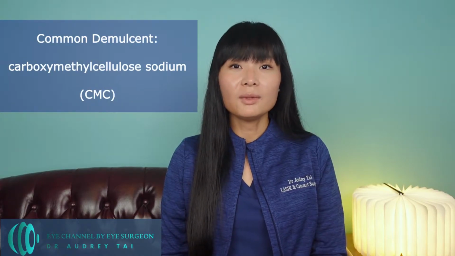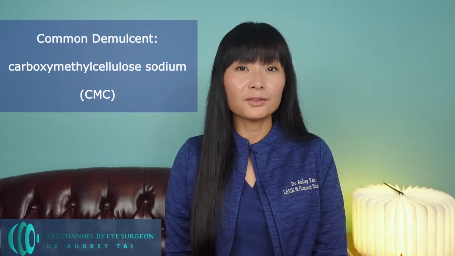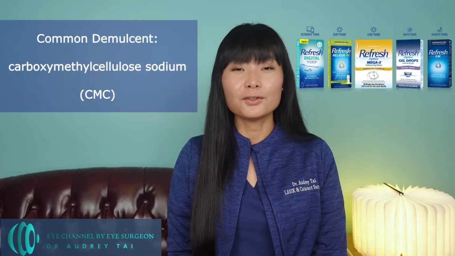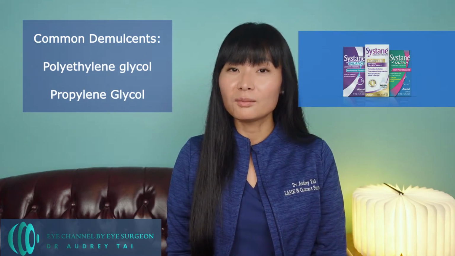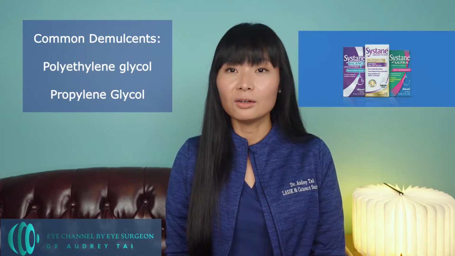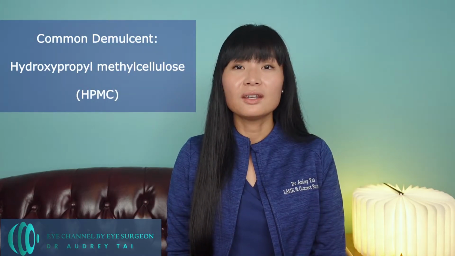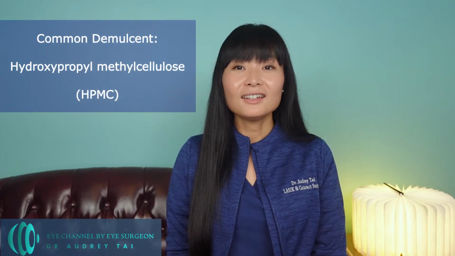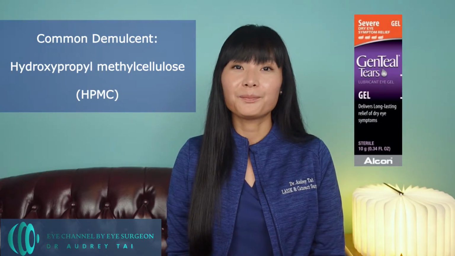There are a few common demulcents used by different brands of artificial tears. Carboxymethylcellulose sodium, CMC, is the main demulcent in Refresh brand artificial tears made by Allergan. Sustain brand of artificial tears made by Alcon typically contain polyethylene glycol or propylene glycol as their demulcent. The other commonly used demulcent agent is hydroxypropylmethylcellulose, or HPMC. It is the demulcent used in Genteal brand artificial tears made by Alcon.